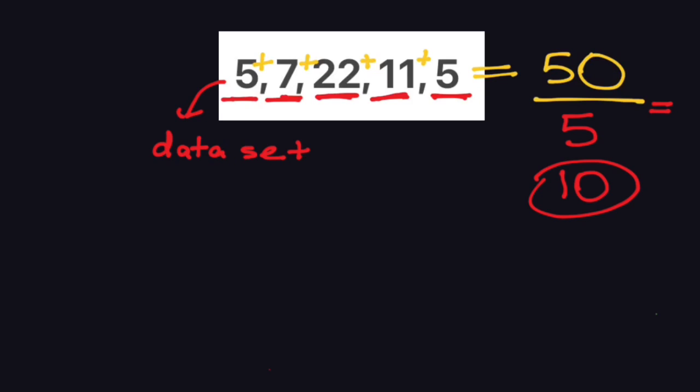Now as a quick review, to find the mean, all you have to do is add together all the numbers in your data set and then divide that sum by the number of numbers in your data set.